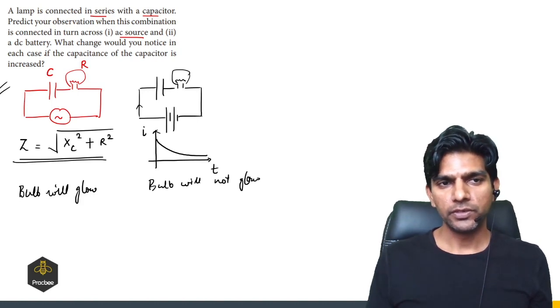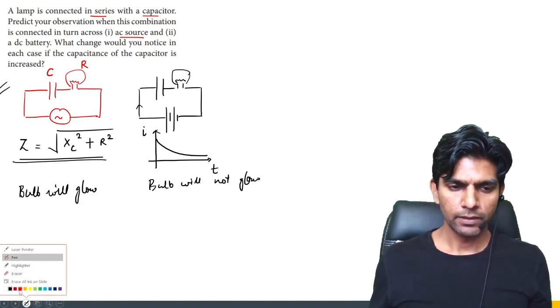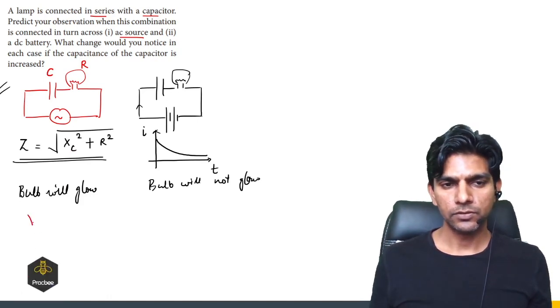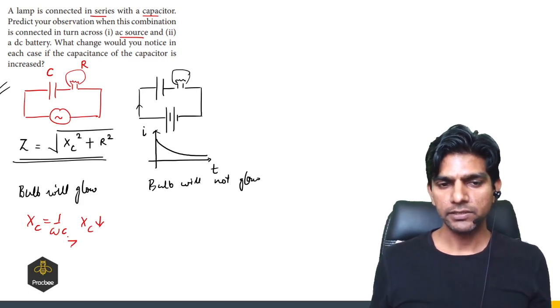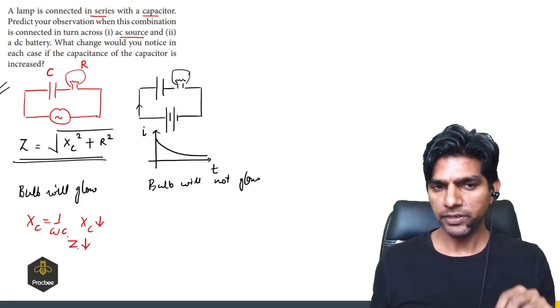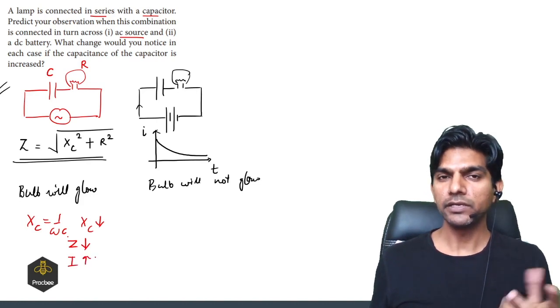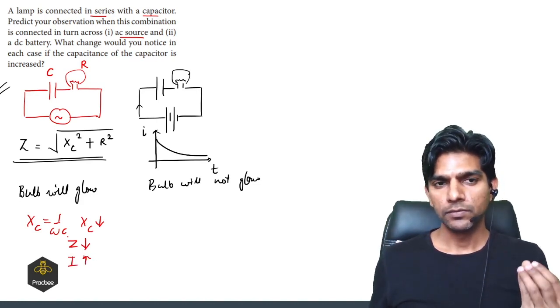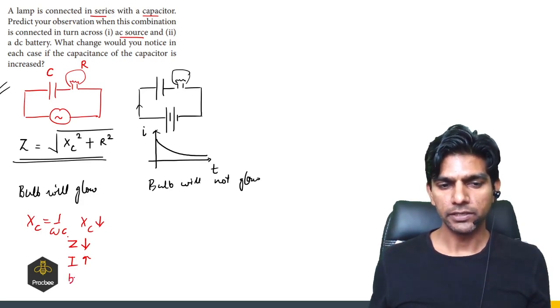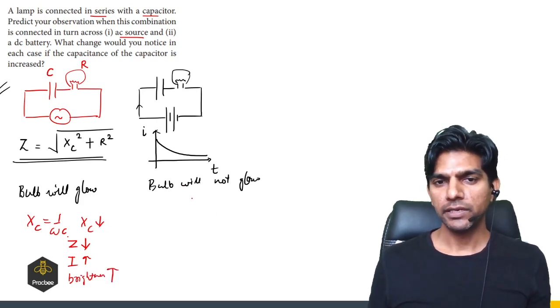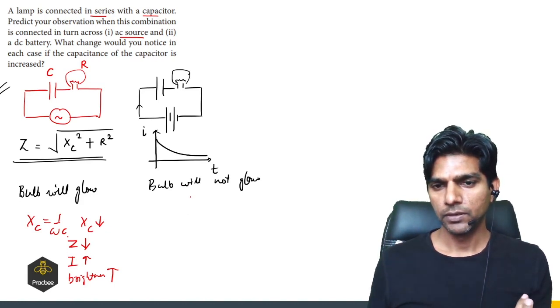So what changes would you notice in each case if the capacitance of the capacitor is increased? In the first case, if capacitance is increased, Xc, which is 1 by omega C, will decrease. As Xc decreases, impedance will decrease. If impedance decreases, current will increase. If current is increasing, then the current through the bulb will also increase, so the bulb will glow more brightly. Brightness will go up. But in the DC case, there will be no change, right?